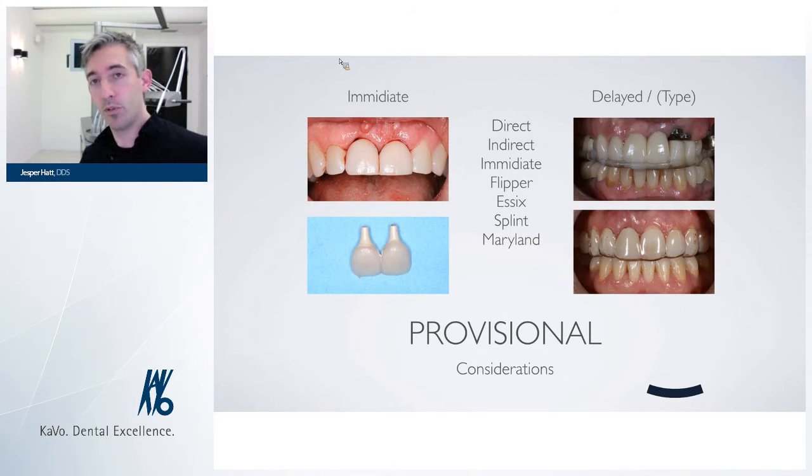If we are going to load the implants delayed, we have the opportunity to use a flipper, a temporary removable prosthesis. We can use an Essex splint, as in the lower picture on the right, or we can use a bite appliance like the splint on the upper right, if there's any functional issue that we're worried about before we put in the implants. Or of course we can make a Maryland bridge that doesn't take up as much space.